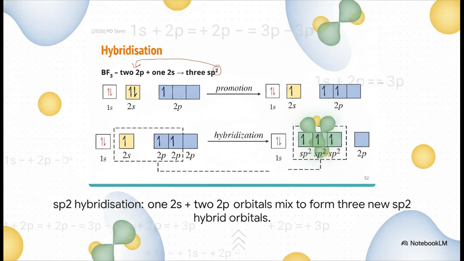All right, next up, sp2 hybridization. Are you seeing the pattern here? The name literally gives you the recipe. One s orbital mixes with 2 p orbitals. And according to our rule, 1 + 2 gets us 3 new identical sp2 hybrid orbitals. 3 orbitals in, 3 orbitals out. It's this consistency that makes the theory so powerful.